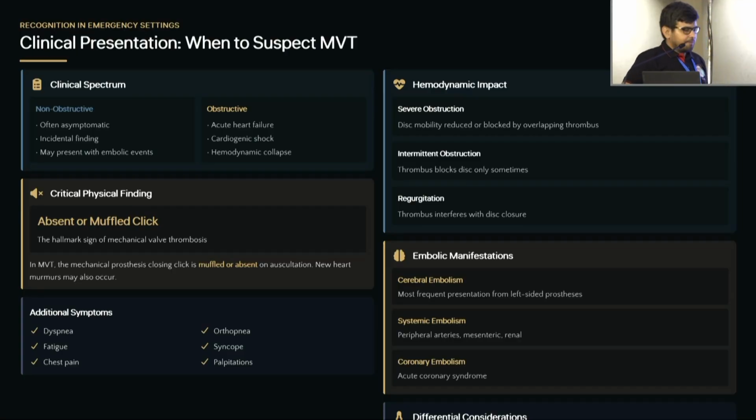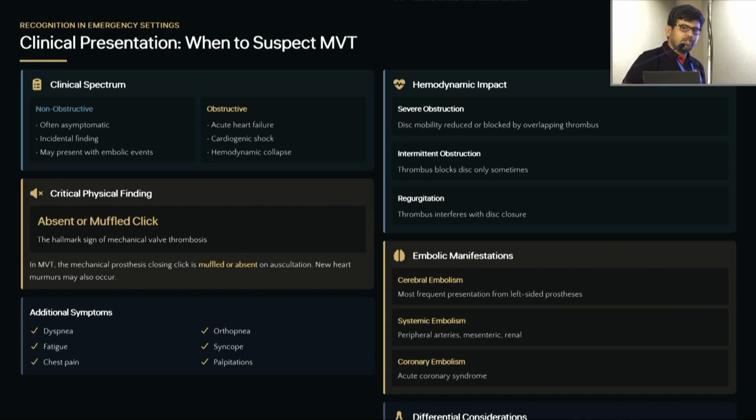As I said earlier, the patient may present with acute heart failure, cardiogenic shock, and hemodynamic collapse. But as the journals say, it is the tip of an iceberg. In a lot of patients, thrombosis will be present, but the patient will be asymptomatic, because the thrombosis does not interfere with the valve function. Such thrombosis is underdiagnosed, so it's the tip of an iceberg. The important clinical finding is that if the click is absent or muffled, then we should have a higher suspicion.